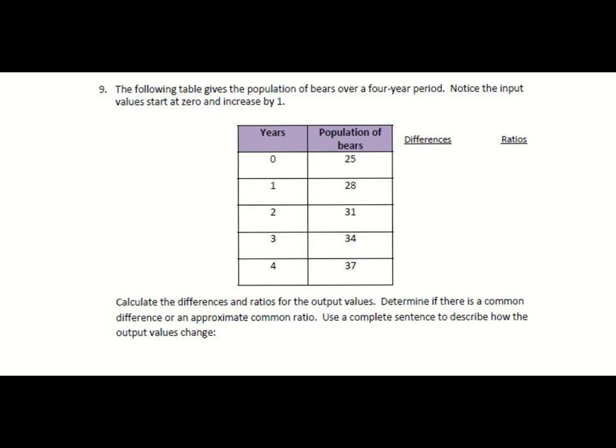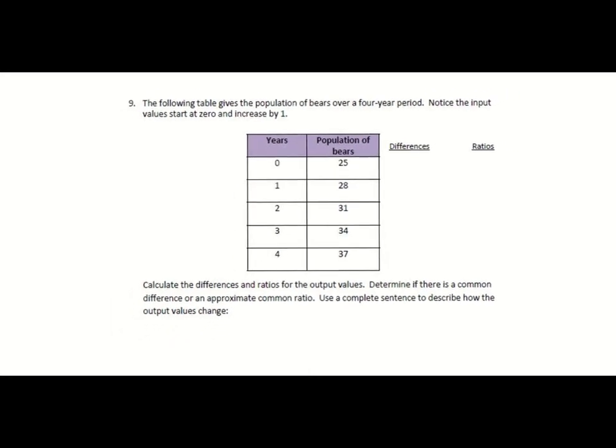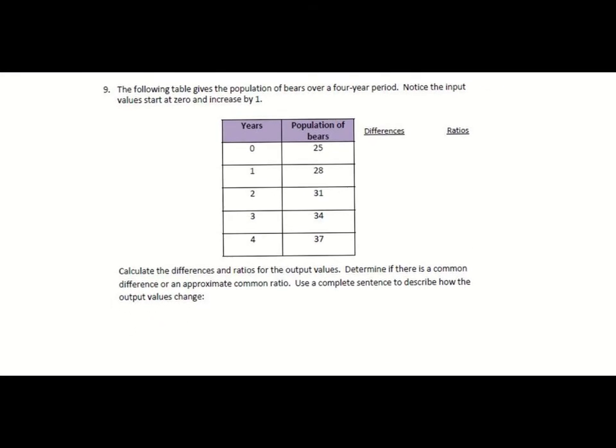Okay, I'm going to shrink this a little bit so I have more room to write. Okay, number 9, same thing. They give you the population of bears. And so if I want to find my differences, I need a pen. That works. This is going to be 3, 3, 3, 3.